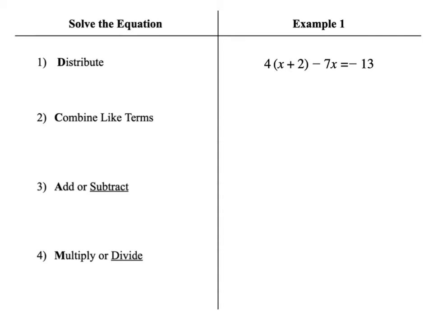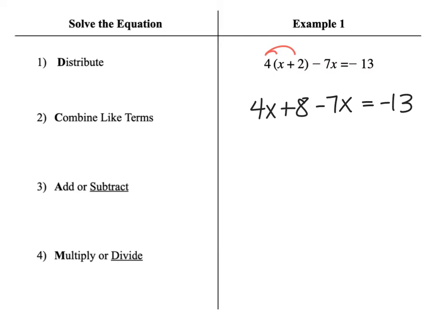First thing I always want you to check for is distribution. So we will distribute this 4, and then on the next line where it says step 2, we're going to write our new equation. So 4 times x is 4x. 4 times 2 is 8. We are not distributing to this 7x here. We do not multiply that. Negative 7x is not in the parentheses. So we just bring it down. And we also bring down the negative 13.